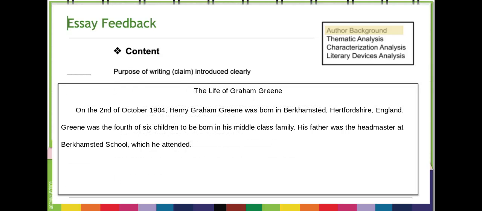So here's an example. On the 2nd of October 1904, Henry Graham Greene was born in Berkhamsted, Hertfordshire, England. Greene was the 4th of 6 children to be born in this middle-class family. His father was the headmaster of Berkhamsted School, which he attended. This does not clearly state the purpose of writing. You're giving a list of things, but none of these are things that affected his writing, so this is not a good claim.